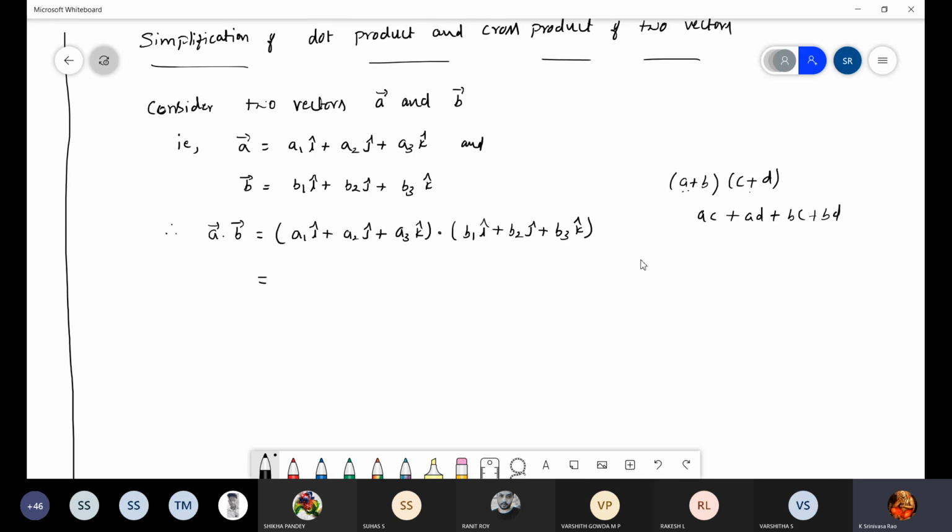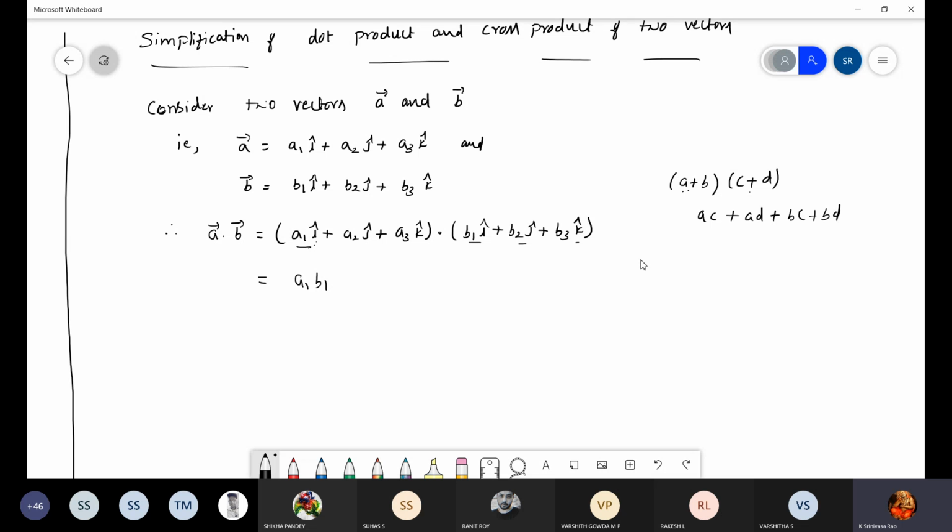Now see A1 I cap, first term with the first term, because they are like vectors, I dot I gives 1. So in a dot product, you should not write the unit vectors. Okay, I dot I becomes 1. Just I will write A1 B1. Now the same first term multiplied with the second. First I dot j is 0. Okay, 0 into whatever A1 B2, if you multiply, no use, it is 0 only. Similarly with the third also, I dot k is also 0.